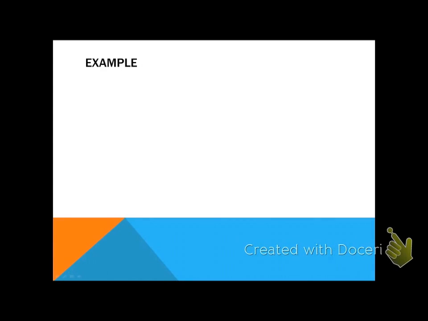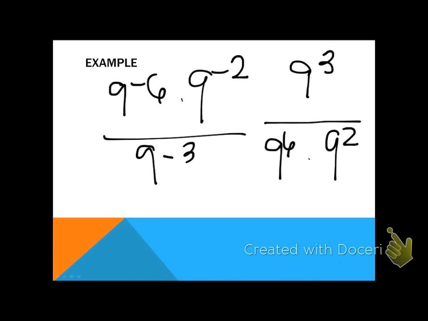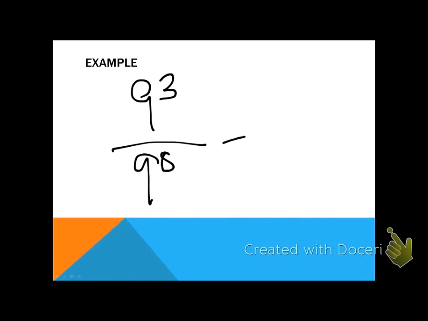Let's try another example. 9^-6 times 9^-2 over 9^-3. This turns into 9^3 over 9^6 times 9^2. This simplifies down to 9^3 over 9^8, which in turn can simplify down to 1 over 9^5.